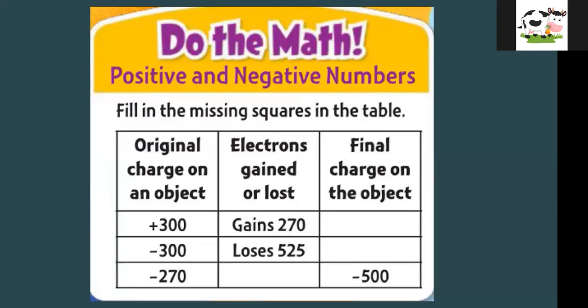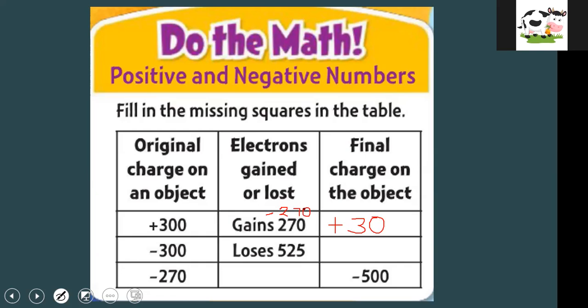So let me just write that one down here. And let's put the sign in front of it. Should it be a negative sign or a positive sign? Positive. Good. Because this is actually negative 270, gaining electrons. Now let's try the second one.